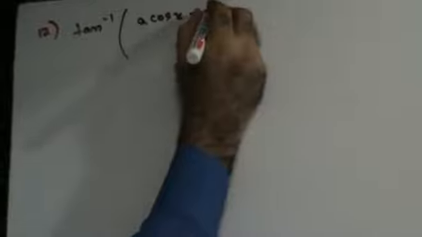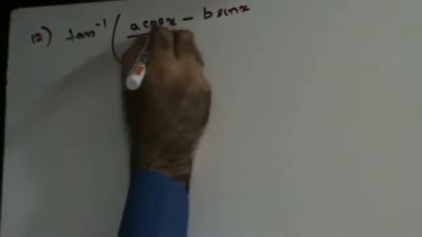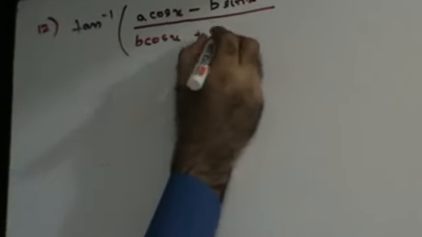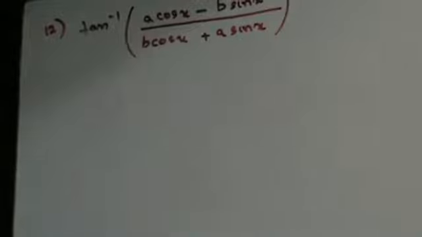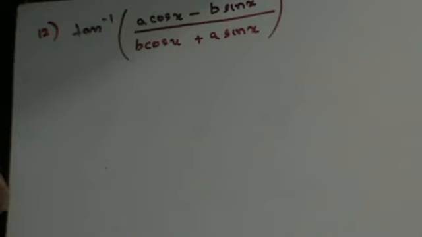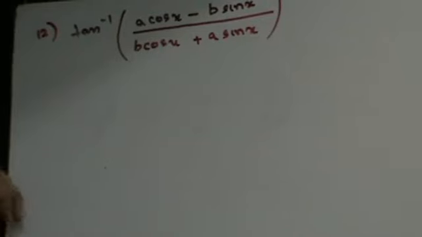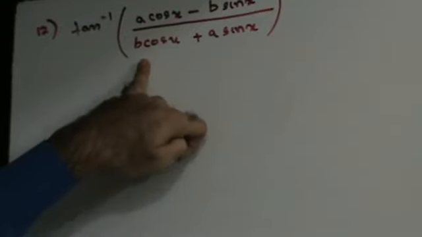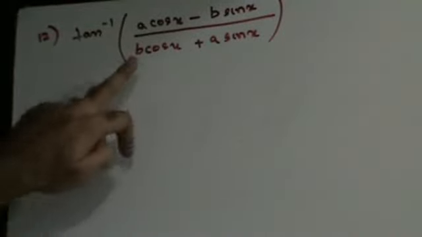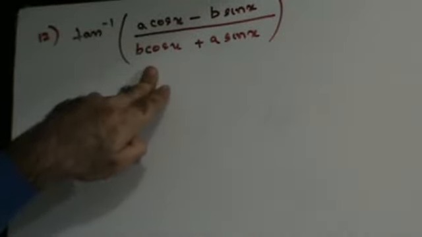Find the value of tan inverse of (a cos x minus b sin x) upon (b cos x plus a sin x). Right, people, let's try to understand this. I have a tan inverse function outside, that means I need to get a tan function inside. For all tan functions which are in fraction, the first number in the denominator should be 1. If I want tan, my first number in the denominator should be 1.